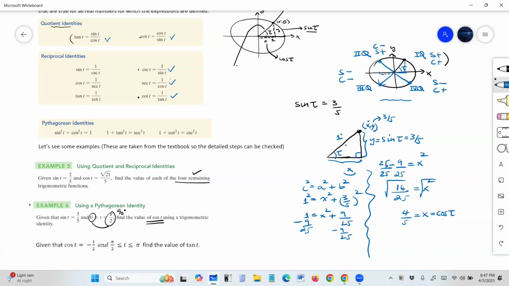Which is tangent, cotangent, cosecant, secant. So we could have done that. I'm not doing it now because we've done it before with example 5, but it's exactly the same thing. Okay, so in this case, we had to use the Pythagorean identity. All right, very good. So let's take a look at the last example. I'm going to erase this.